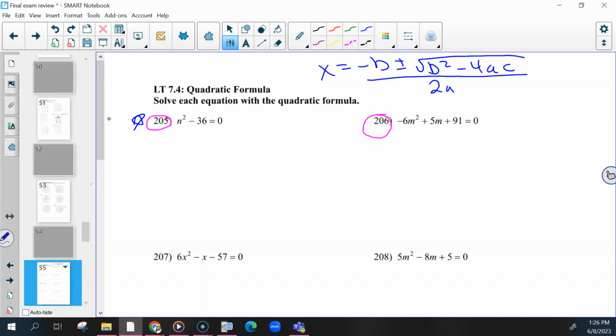Label your A, B, and C. Whatever is before the term that's squared, that's A. If you have a term in the middle, that would be B. In this case, we don't have one. So we have A, we have C. So B in this case would be 0. And then knowing those three numbers, we're going to put it into the equation. X equals negative 0 plus or minus square root of 0 squared minus 4, that number is always there, times A, which is 1, times C, negative 36, all over 2 times A, which is 1.